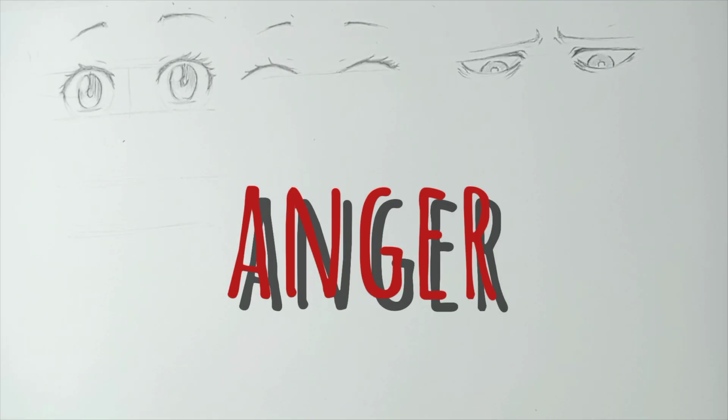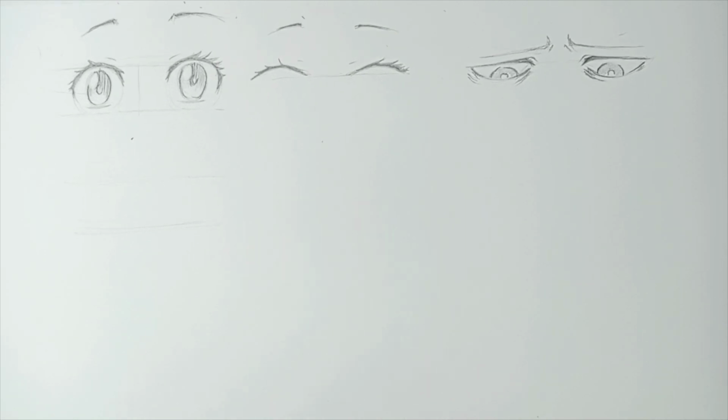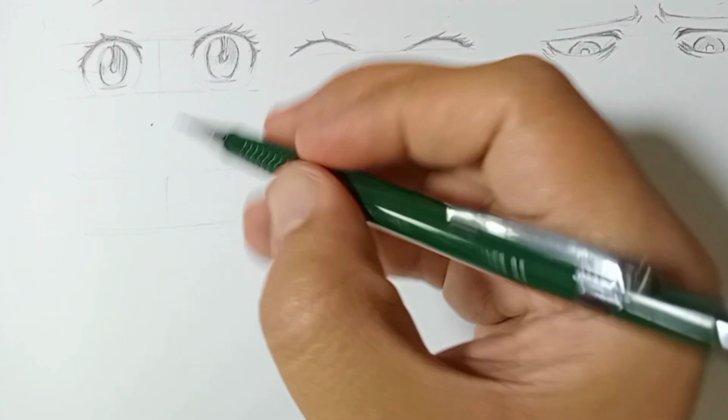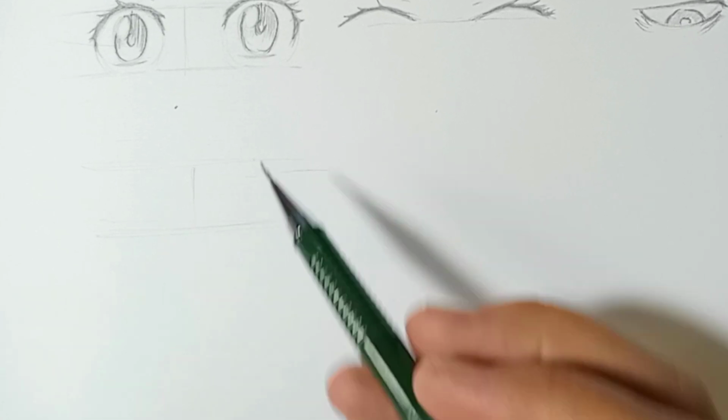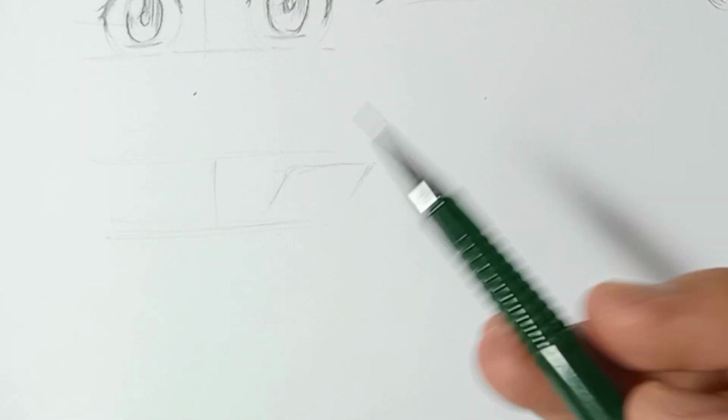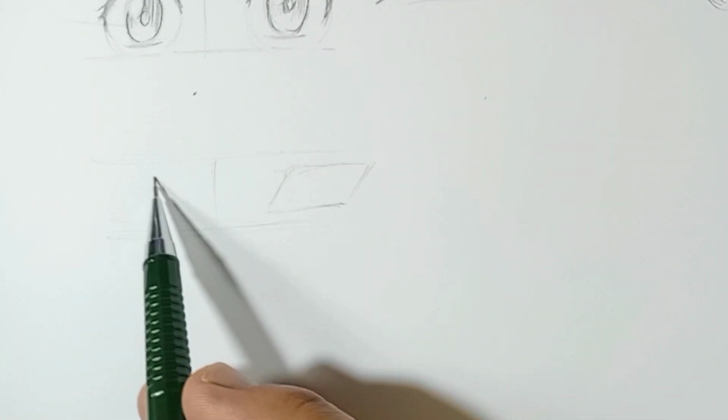Anger is depicted by narrowing the eyes and drawing the eyebrows together and lowering them, creating a tense and intense look. Adding lines around the eyes contributes to the appearance of tension and frustration. The mouth is often tightly closed or open to convey shouting.